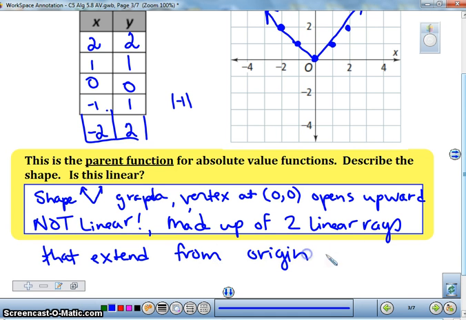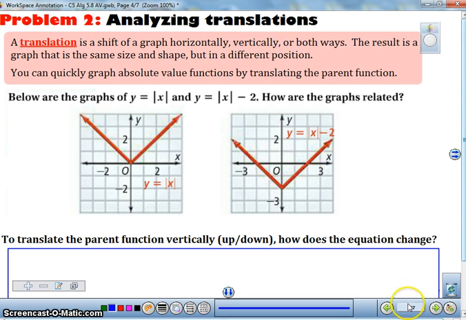Again, if you need to pause it as you're watching this to write it down, please do so. At the top of the next page of your notes, we talk about a translation. A translation is a shift either horizontally or vertically. Horizontally is moving it left and right, vertically moving it up and down, or it could be both ways. The result is a graph with the same size and shape but a different position. You can quickly graph absolute value functions by translating the parent.